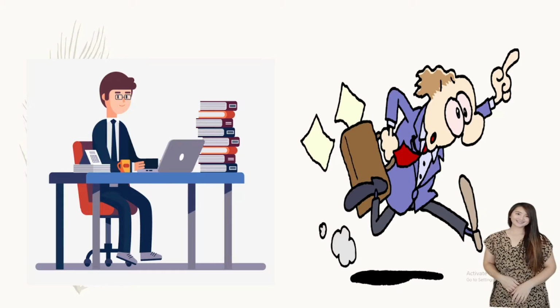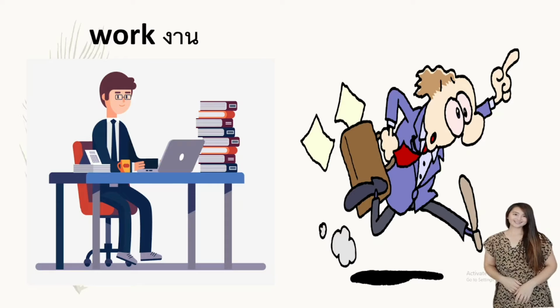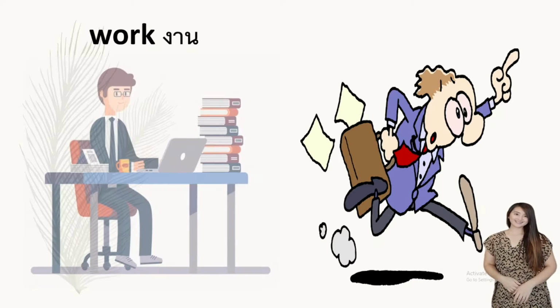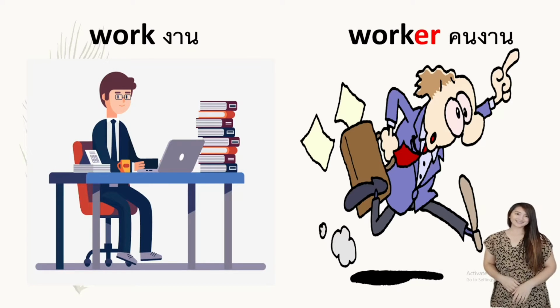Now let's have more examples. Work, worker. So this is another example. Work plus ER, worker. Now it becomes a person. So he is a worker.